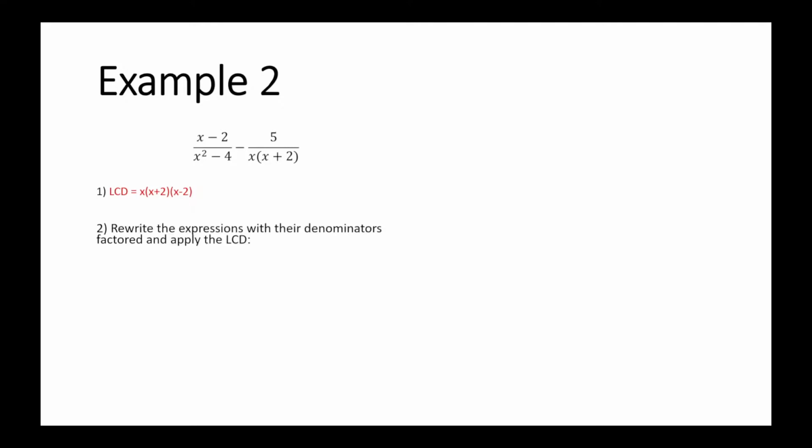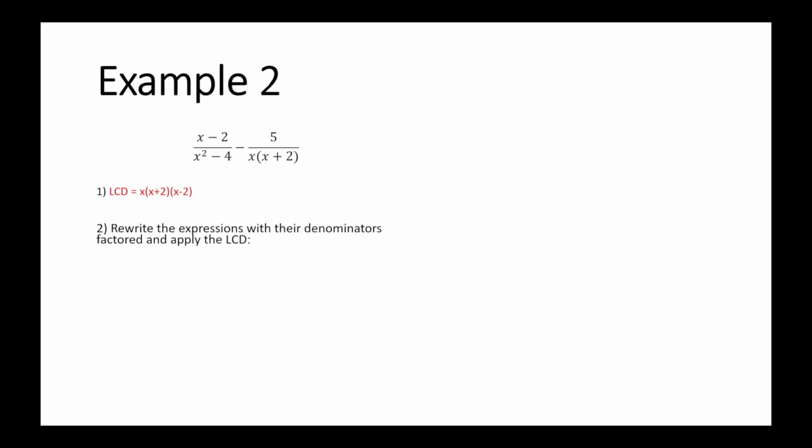Now, let's go to our second example, which is a little bit more complicated. x minus 2 divided by x squared minus 4 minus 5 divided by x times x plus 2. Our LCD, we've already determined by factoring out the denominators, is x times x plus 2 times x minus 2. So let's go ahead and apply those.